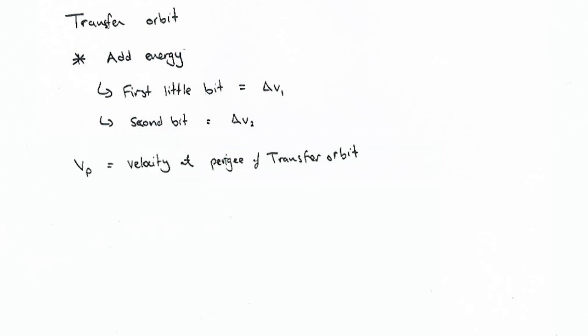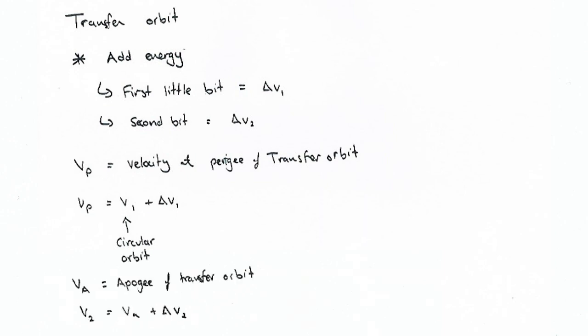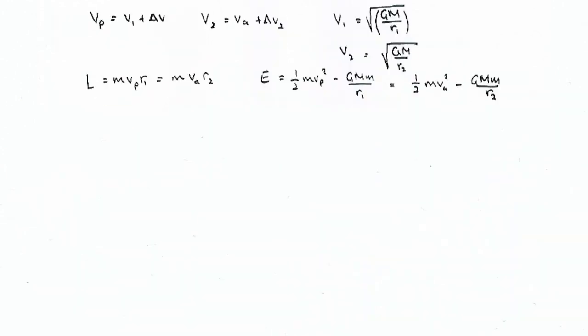Vp is the velocity at the perigee of the transfer orbit and can be expressed as Vp is equal to V1 plus delta V1. V2 is the velocity at the apogee of the transfer orbit and can be expressed as V2 is equal to Va plus delta V2. Great, let's just get all the equations up and then we can start to discuss our transfer orbits to Mars.